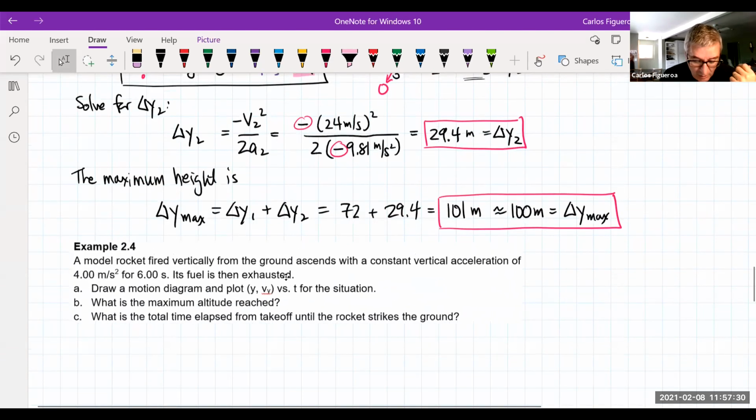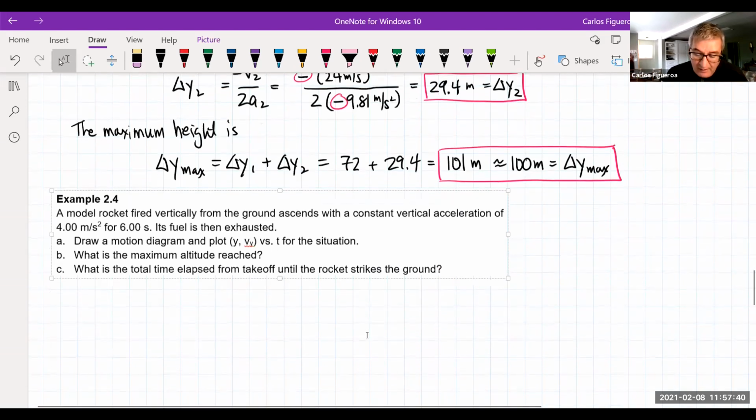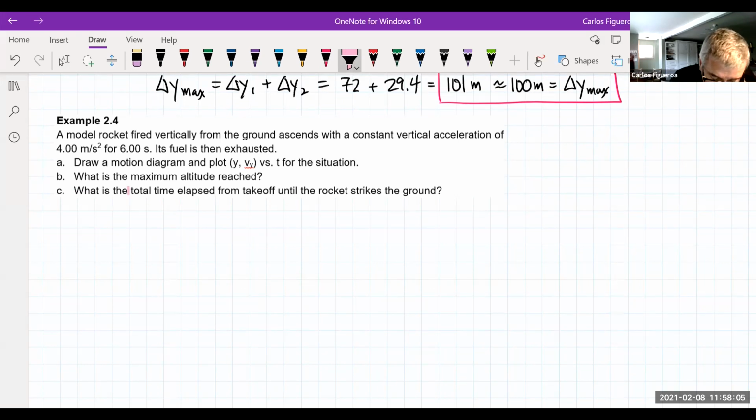So now we're asking the question, what is the total elapsed time from takeoff until it strikes the ground? Now, it turns out that there's 2 ways to actually do this, and how you see it really depends on you. Let me show you the most common way that people do it. What we're really trying to do is get the total time.